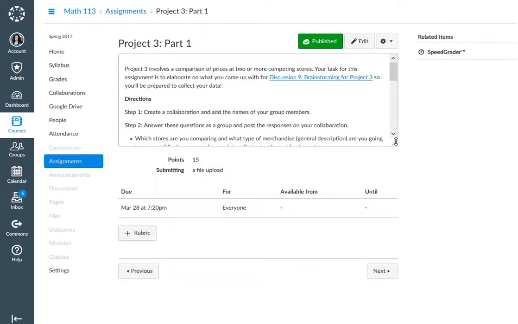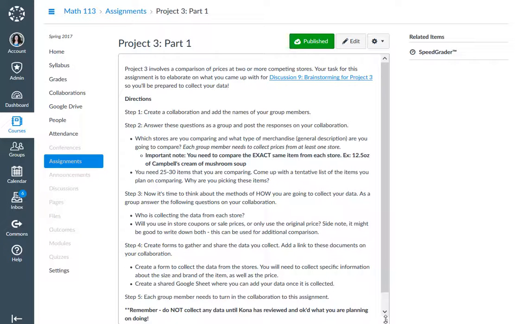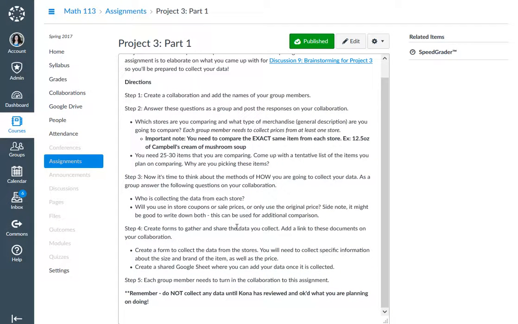And then for Project 3 Part 1, this is where you figure out what you're going to do: which stores you're going to use, and your plan for how you're going to collect your data. But remember, do not actually collect data until I've reviewed and okayed what you're planning on doing.